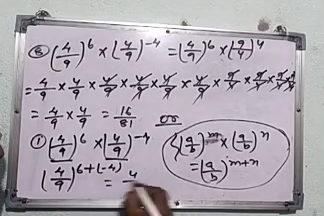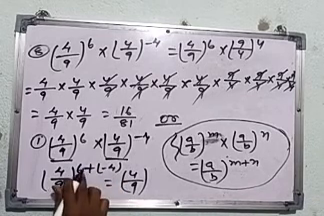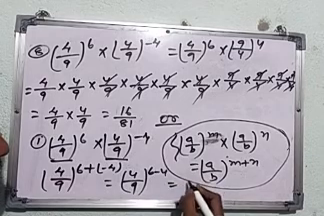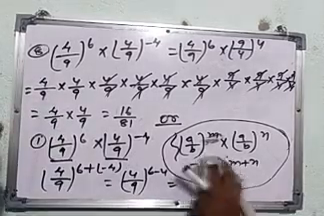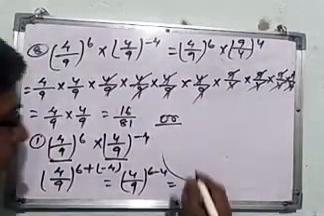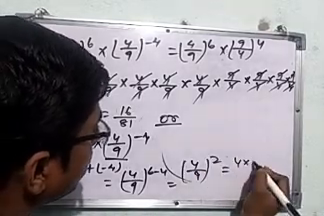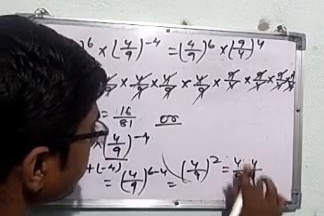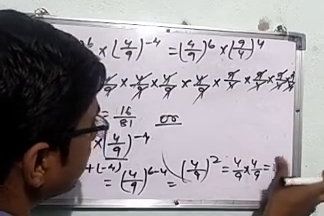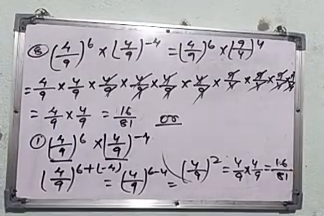So we get 4 by 9 power, and plus minus is minus. So if you subtract 6 minus 4, you write 6 minus 4, that is also right. 4 by 9 power 2 equals 4 by 9 into 4 by 9, which is 16 by 81. So your another method.